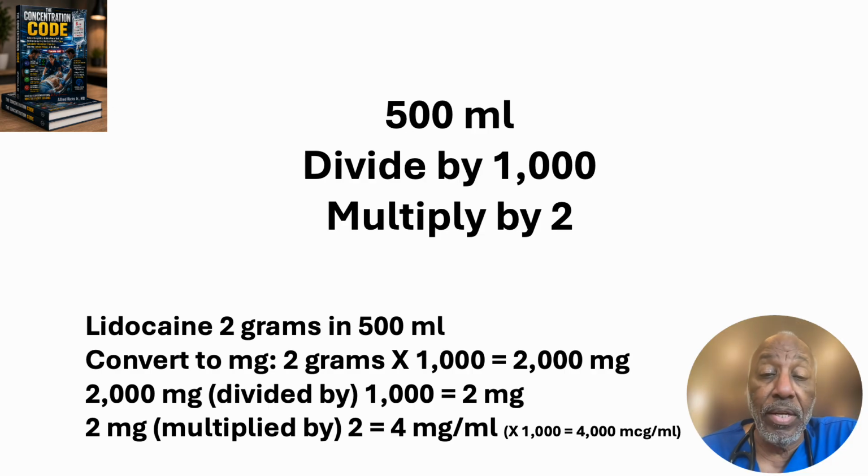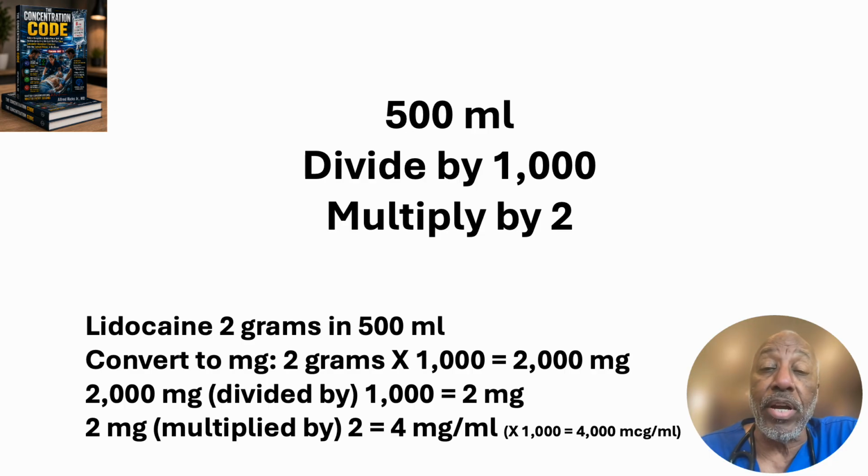That's it. Lidocaine, 2 grams in 500 milliliters. Convert to milligrams first. 2 grams equals 2,000 milligrams. Divided by 1,000, you get 2. Multiplied by 2, you get 4. The concentration is 4 milligrams per milliliter. That's a standard lidocaine drip concentration, and you got there in 2 mental steps.